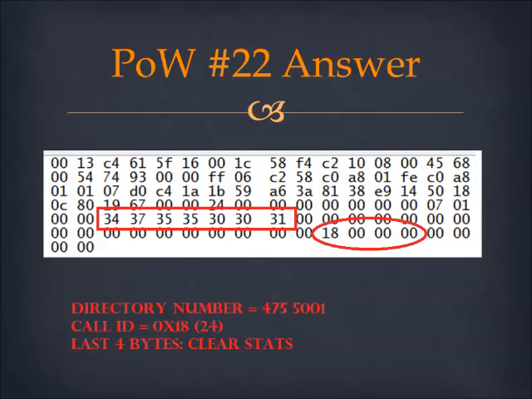So it was a connection statistics request for 4755001, and we had a call ID there that is, in hex, 18. Then the last 4 bytes were the code or type of connection statistics request, and this one happens to be a request to clear the statistics.